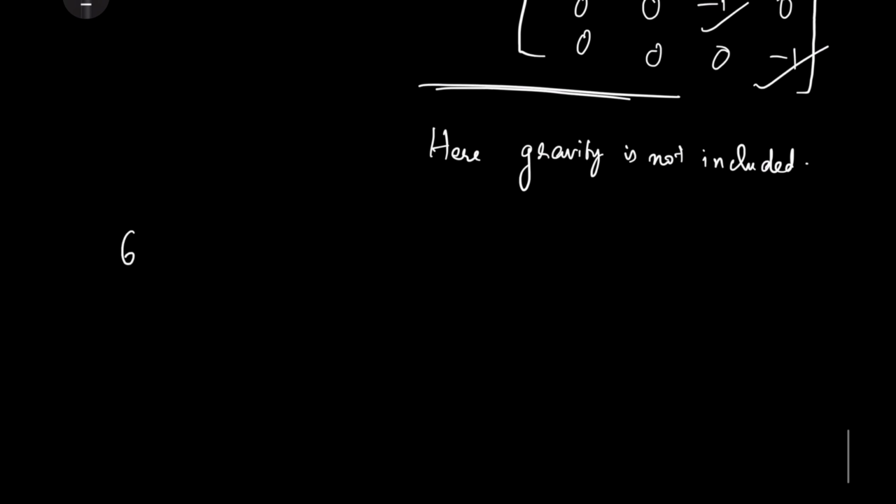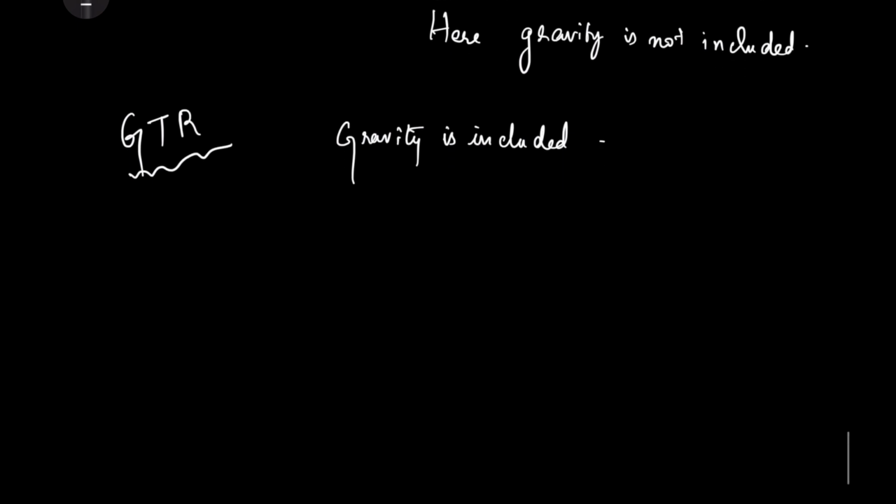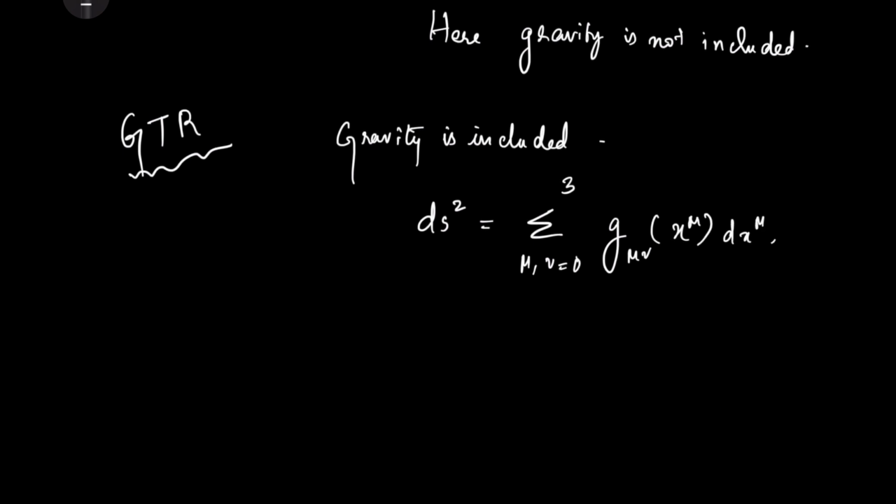Okay, so the moment you take general theory of relativity, gravity is included. The moment you include gravity, it gets complicated. So the new form including the gravity will be ds square is equal to summation over mu nu from 0 to 3 g mu nu of x, dx mu dx nu.